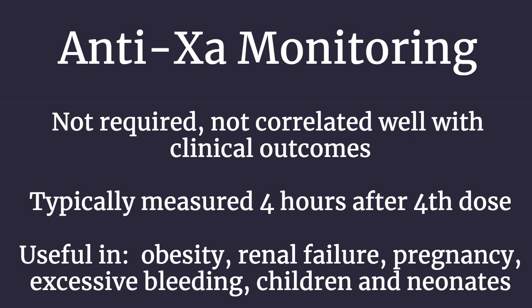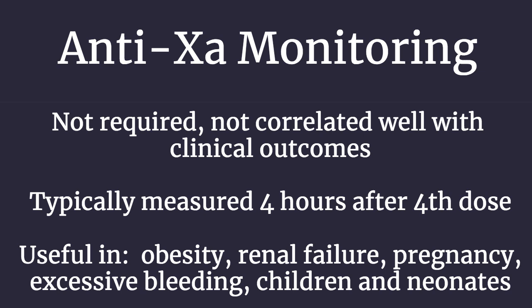So these could be patients who are obese or have renal failure, are pregnant, they're having excessive bleeding, children and neonates. For these specific populations, it's usually good to get an anti-10A level to really make sure that you're not over or underdosing these patients, because their pharmacokinetic and pharmacodynamic factors could be a little bit different. And so the way the low molecular weight heparins are acting in these patients could be a little bit different.